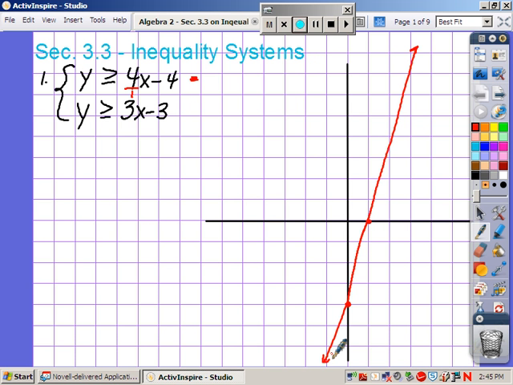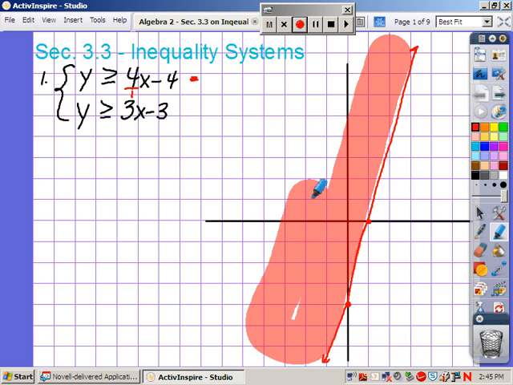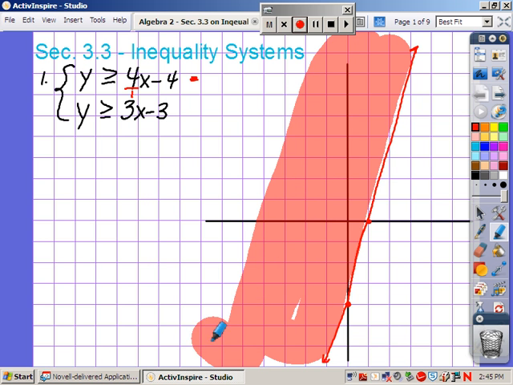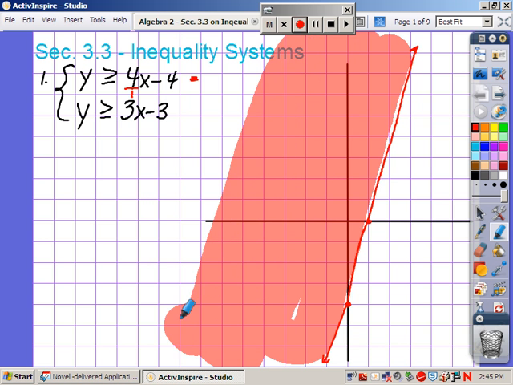And then for shading, we need to go greater than. Greater than would be on the line and up from it. So I'm going to shade this line on the upper half of it. Like that.